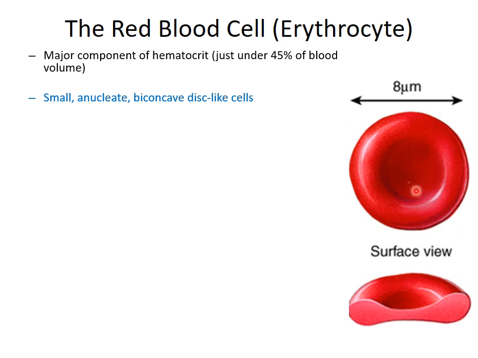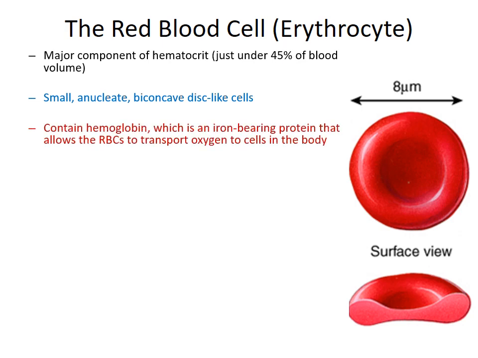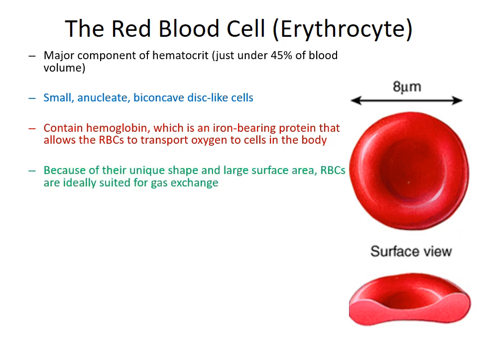That means the center portion is depressed a bit, and from the sides, if you see, it appears exactly like a dumbbell, right? It is a kind of dumbbell shape. That means it has a central area which is a biconcave disc-like shape. They contain hemoglobin, which is the iron-bearing protein that helps the RBCs to transport oxygen to various parts of the body. Because of their unique shape, these RBCs are ideally suited for gas exchange. As I mentioned, this has a dumbbell shape.